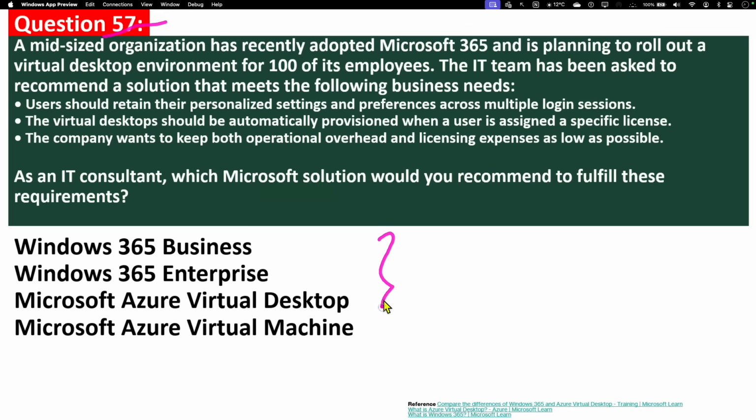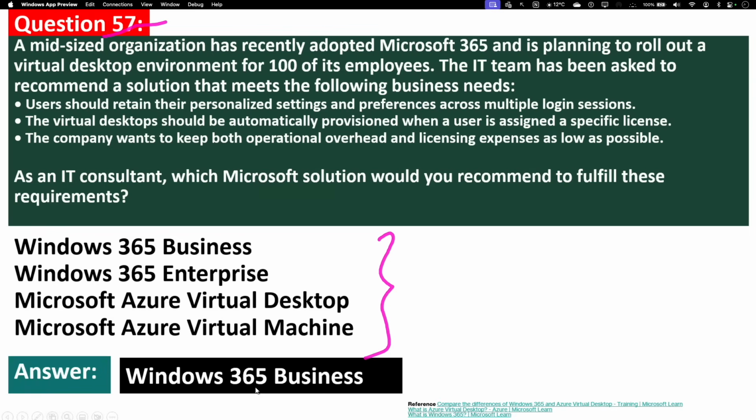Let's look at the options available. The correct answer is Windows 365 Business. I explained what Windows 365 Enterprise is, which is almost the same, but the only difference between Windows 365 Enterprise and the Business model is the number of licenses you can purchase. If it is less than 300, then Business is the right option. If it is more than 300, then you will look for Enterprise.